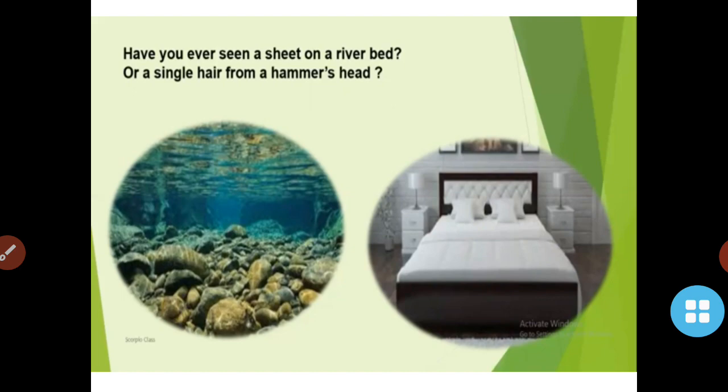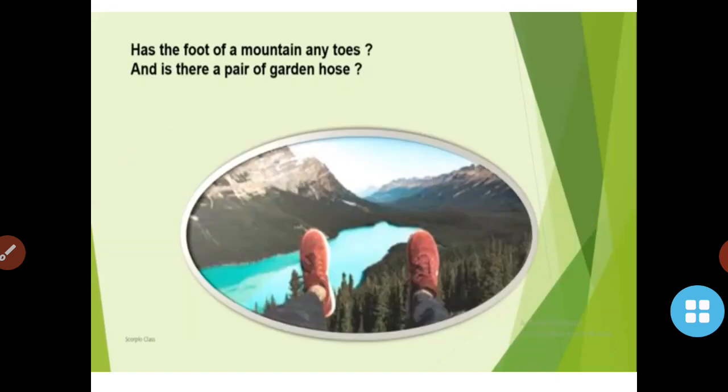And the second line has a foot of a mountain on any toes, and is there a pair of garden hose? Now, what is a foot of a mountain? What is the meaning of foot of the mountain? So our human body has two legs, okay? The down part, where we have the fingers, is called toe. It is the down part of our body, which we depend on, because of that we can walk and we can stand and we can sit.